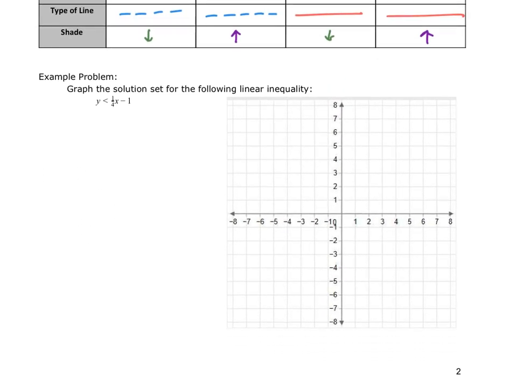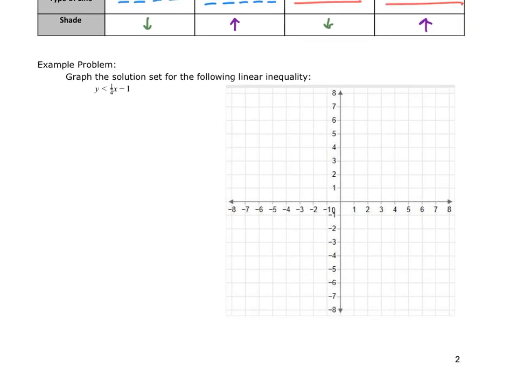So if we were graphing this linear inequality, this time we'd have a slope of 1/4 and a y-intercept of -1, and based on the symbol, this would be dashed and below. I would begin at -1, go up 1 over 4, up 1 over 4, until I could draw a super confident dashed line between these points with my ruler.